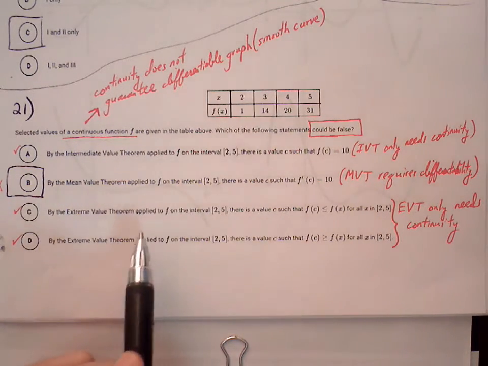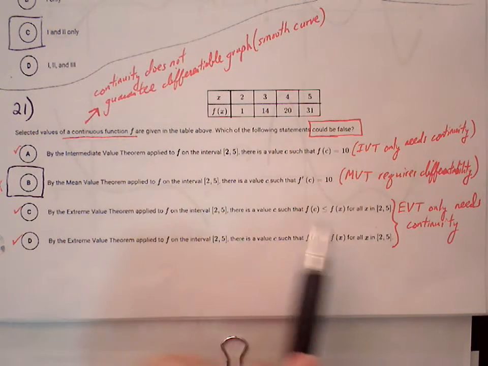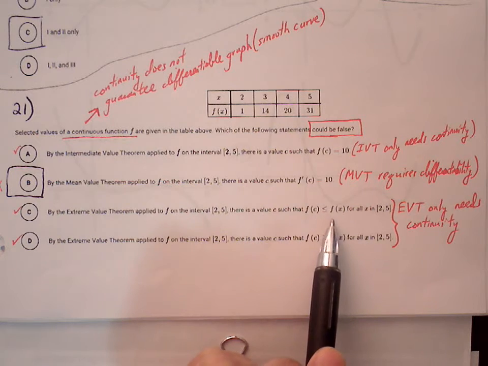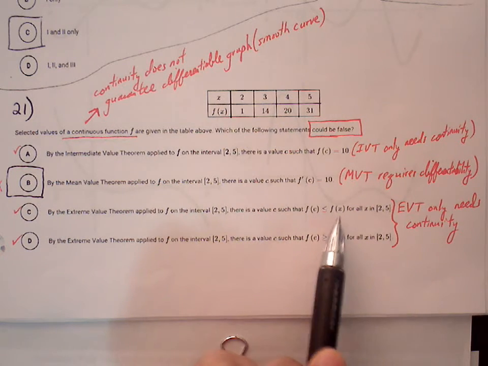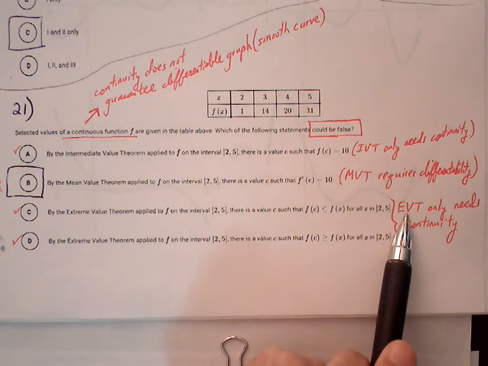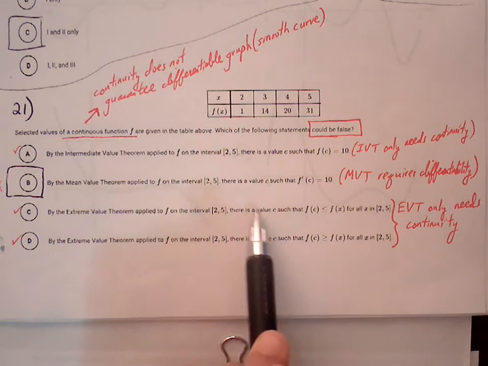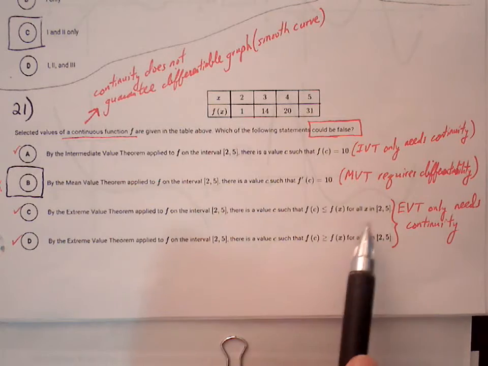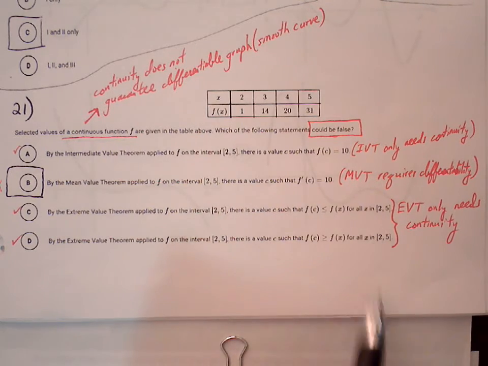But let's look at C and D. By extreme value theorem, we know that every point on the graph is going to be less than or equal to f of x. Extreme value theorem only requires continuity. So if we're trying to find an absolute max or absolute min, as long as the graph is continuous, EVT will apply.